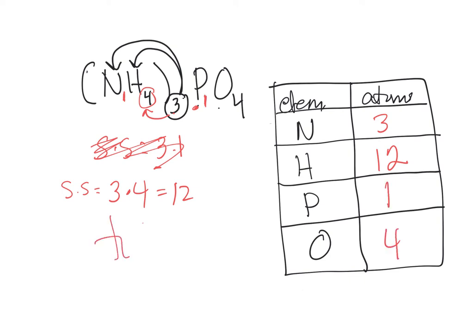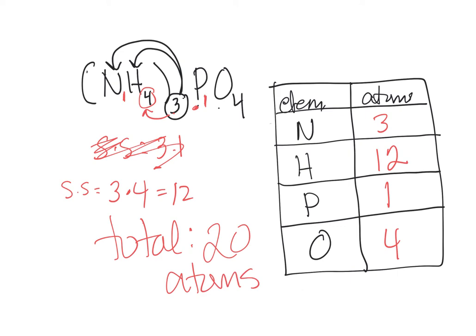Now let's add up this. This is a big one. I have 12, 13, 14, 15, 16, 17, 18, 19, 20. This one has 20 atoms in its formula. That's a pretty big atom. Or not atom, but pretty good sized formula.